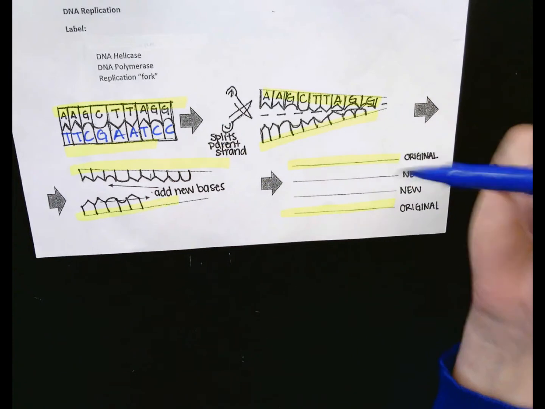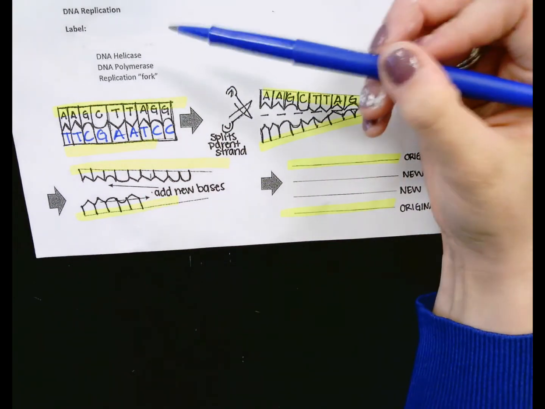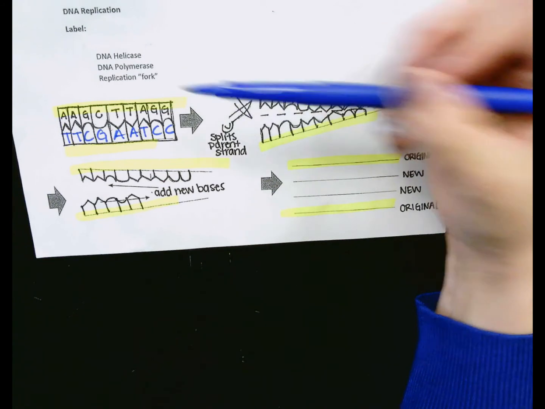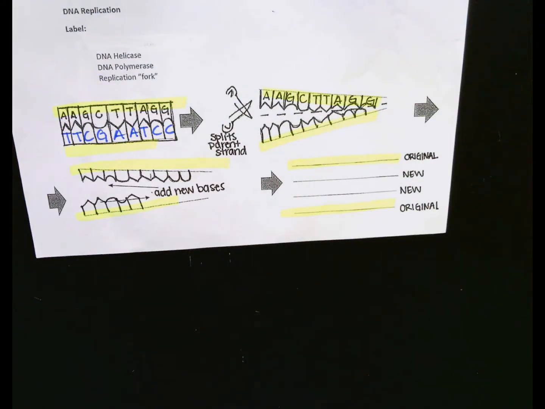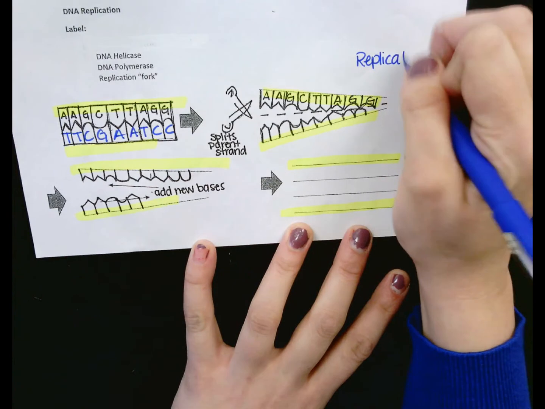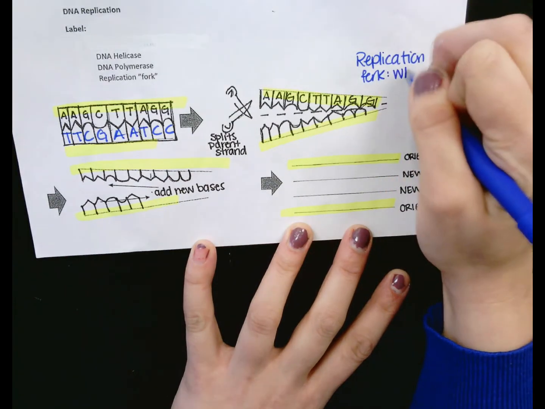Okay. So the first thing I want you guys to understand is I'm asking you to identify DNA helicase, DNA polymerase, and the replication fork. When you reach a point in a road where it splits, what do we call that? A fork, okay? So all the replication fork is where it splits. It's just where it splits.